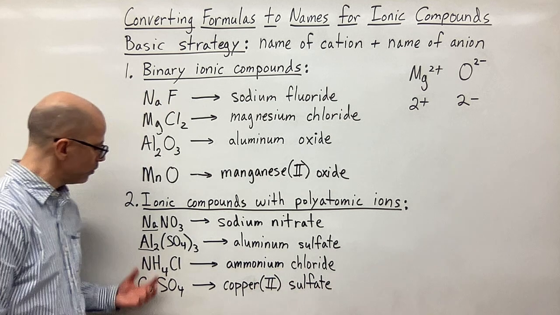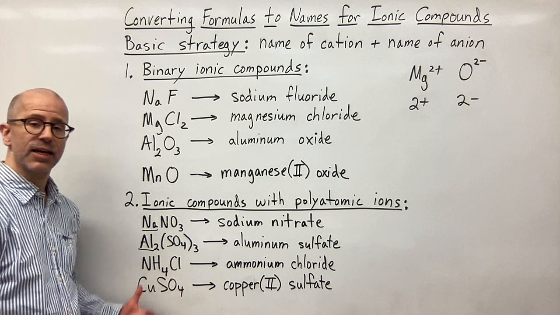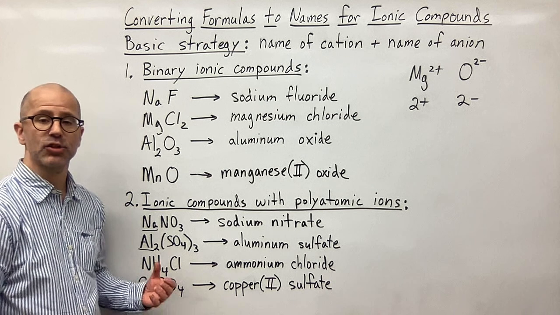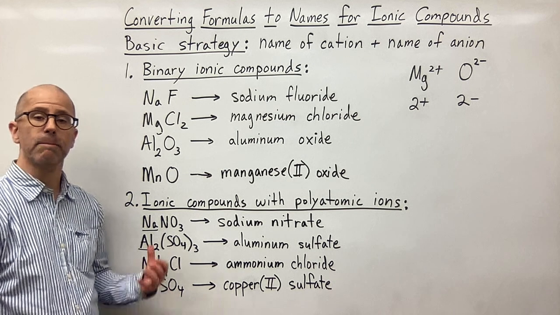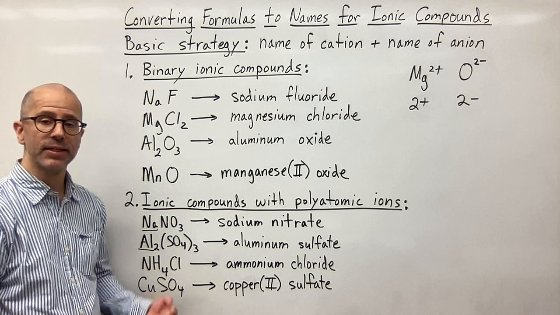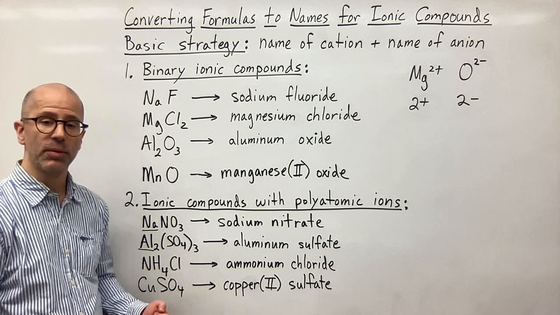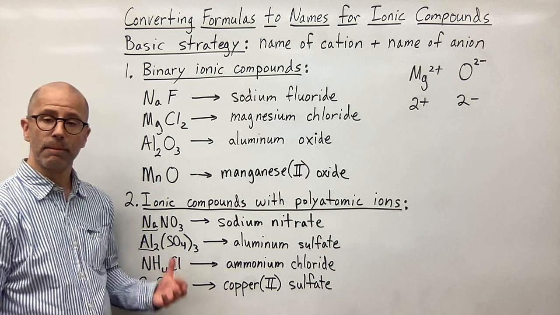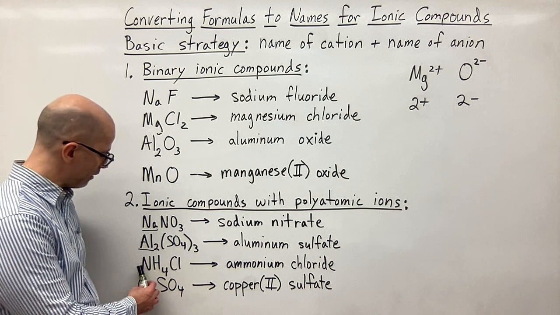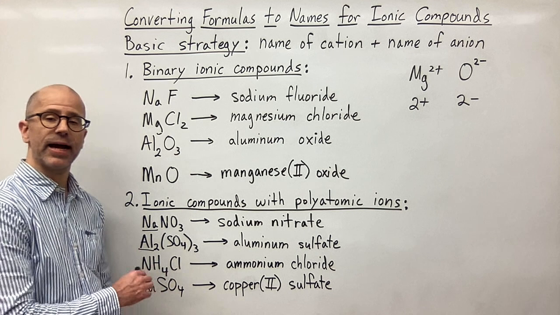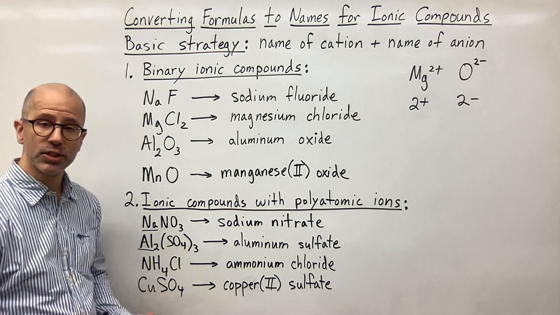Now, it's not always the case that your first ion is going to be a metal ion. Most of the time it is, but sometimes it will be a polyatomic ion known as ammonium. Ammonium is one of the only polyatomic ions that are positive. So here I have NH4. When you see NH4, you should recognize that as the ammonium ion with a plus charge.